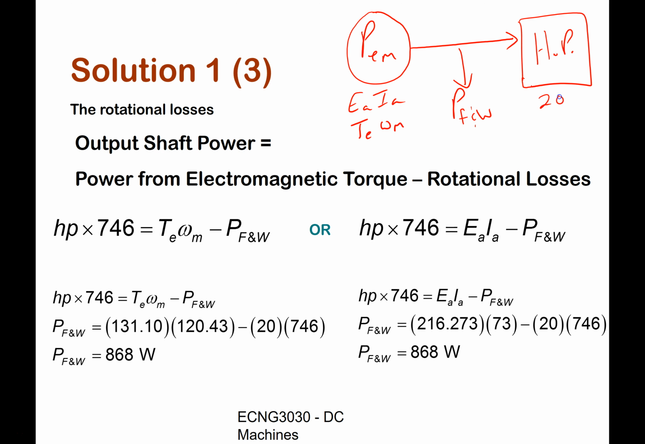So I have 20 by 746 here, and I know the electromagnetic power because I worked out TE and I also worked out EA. So I have EA and IA. I worked out TE. I have ωm, which is 1150 by 2π on 60.